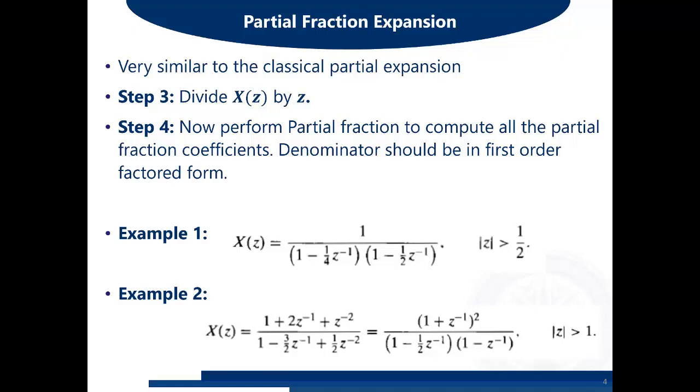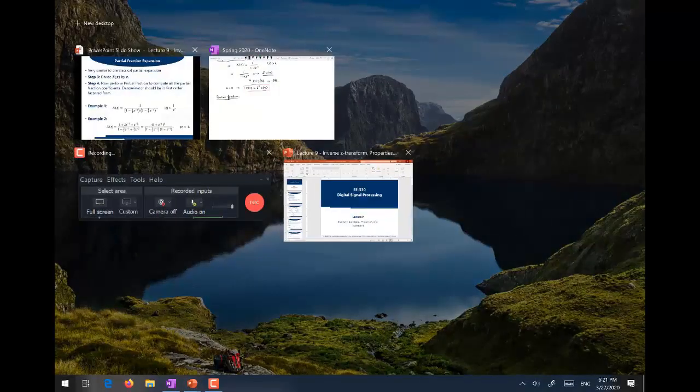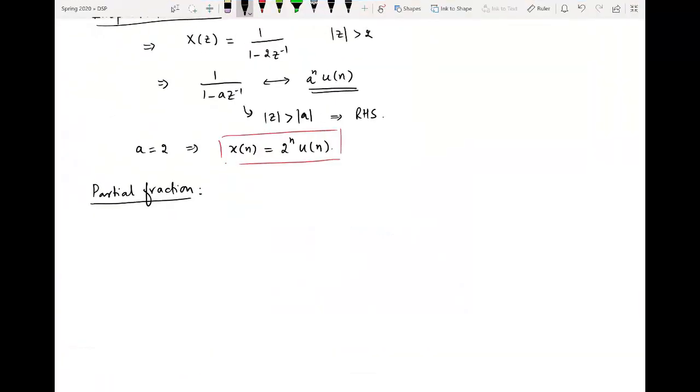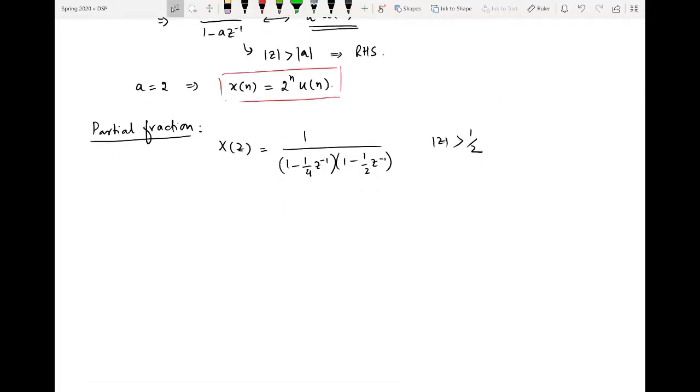So how to apply these 4 steps? Let us proceed with an example which is given over here. Let us solve this example in the notes. So first of all, let me reproduce the same example over here. X of z can be written as, which is actually given to us in this particular example, 1 over 1 minus 1 over 4 z inverse into 1 minus 1 by 2 z inverse, and ROC is z magnitude greater than 1 by 2, right? So this is the given z transform.